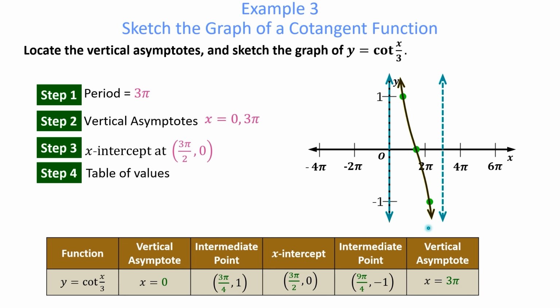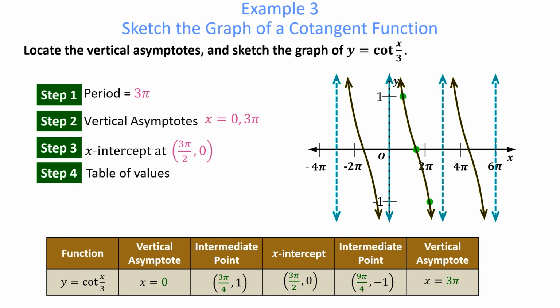So we want to make one cycle on the right and one cycle to the left. We'll simply add 3 pi to 3 pi over here to give us a vertical asymptote at 6 pi. And then we'll subtract 3 pi from 0 to give me a vertical asymptote at negative 3 pi. And then we can plot in our cycles to complete the graph.